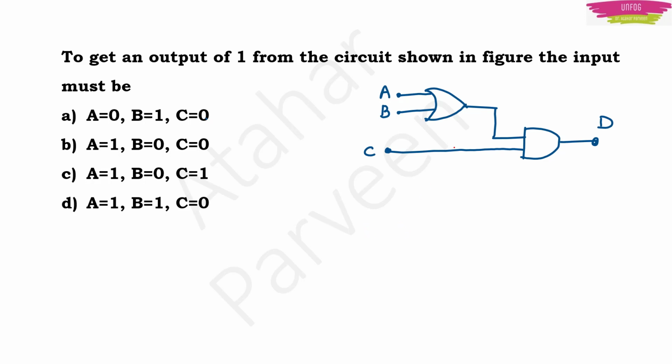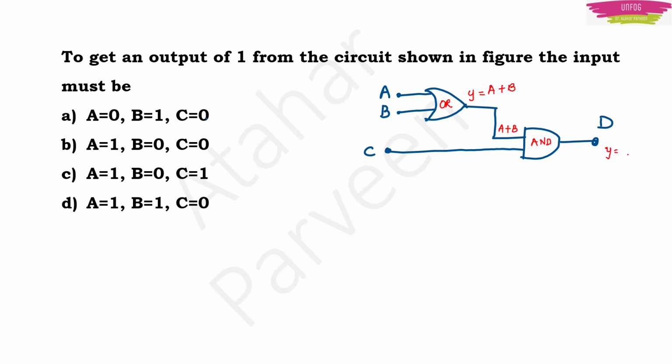One OR gate is there. This is an OR gate. And you have 2 inputs A and B. So what will be the Boolean expression here for the output? Y will be equal to A plus B, because this is for the OR gate. Now this Y equal to A plus B will become input for this AND gate.